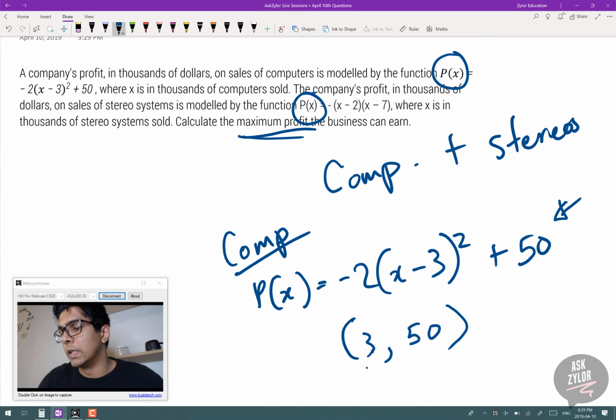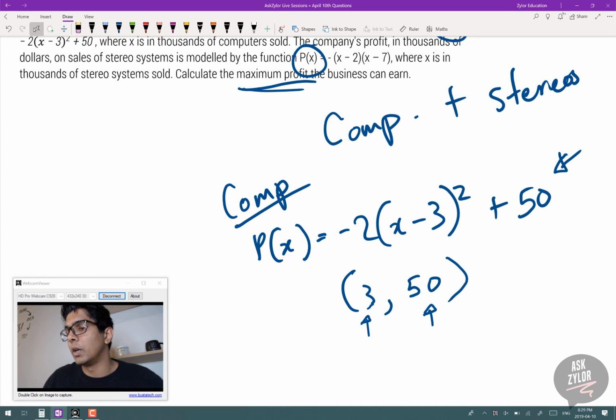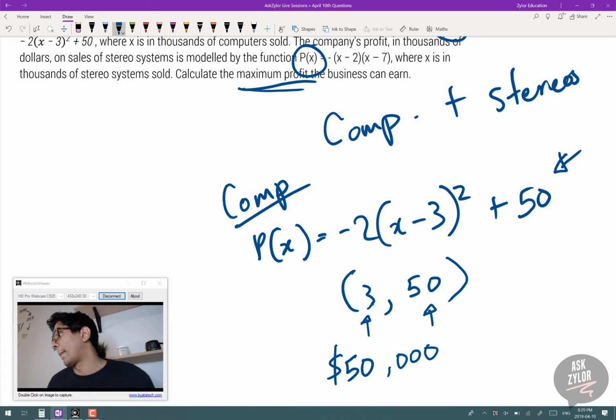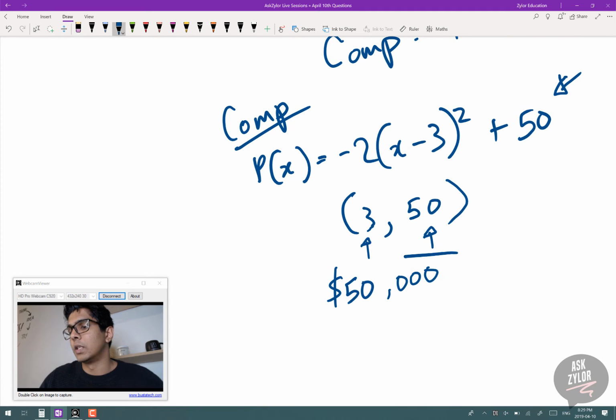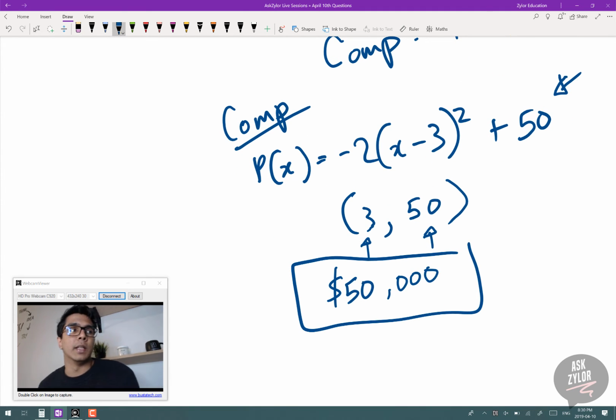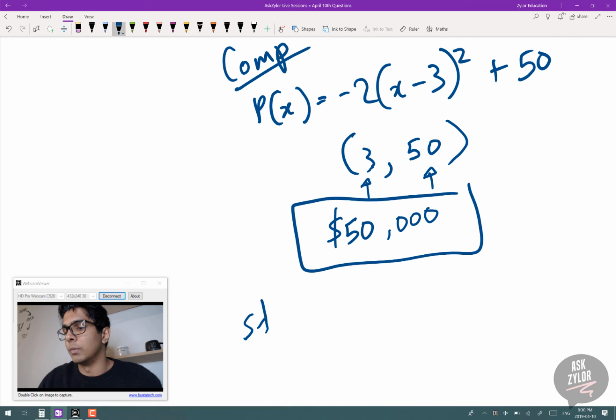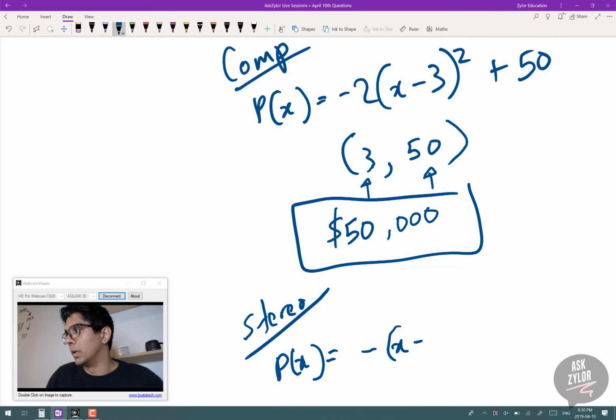But the question tells me these are in thousands. So the maximum profit I can get from computers is 50,000. So this is my profit from computers. I also need to find the amount of profit from stereo systems. So my stereo system equation is P of x is equal to negative (x minus 2)(x minus 7).